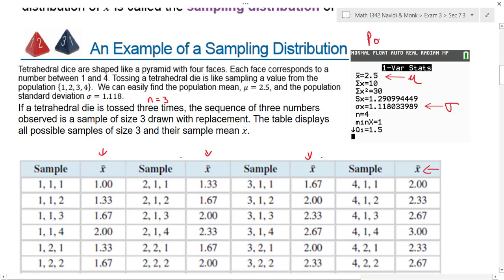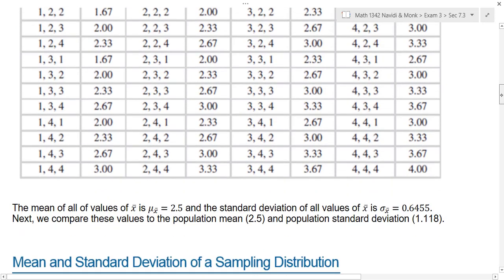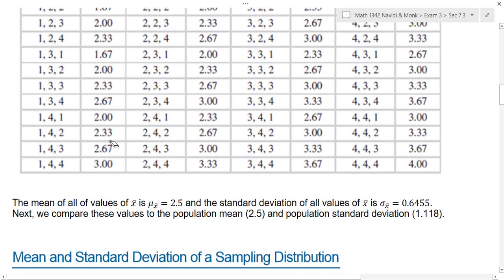This is the summary for the population data. If I look at the mean for all of the different possible samples of size 3, if I were to calculate the mean of all of these values in these columns, I would end up with 2.5. But the standard deviation for all of these numbers would be 0.6455. That 0.6455 is not the same thing as the standard deviation of the population. As a matter of fact, it's a smaller number, and it's a smaller number every time.